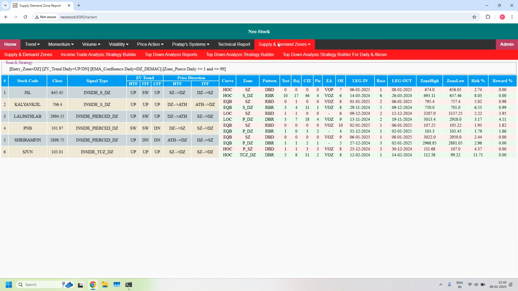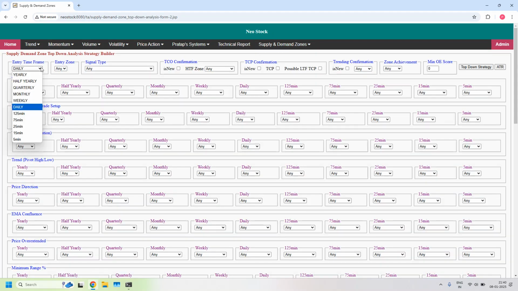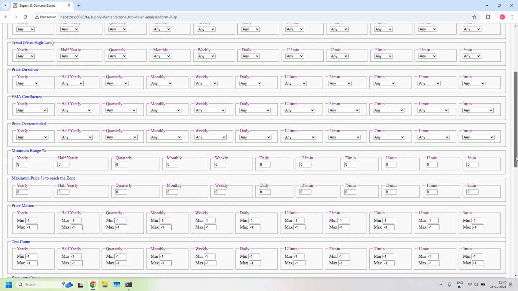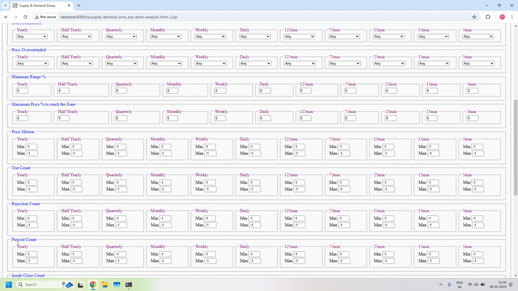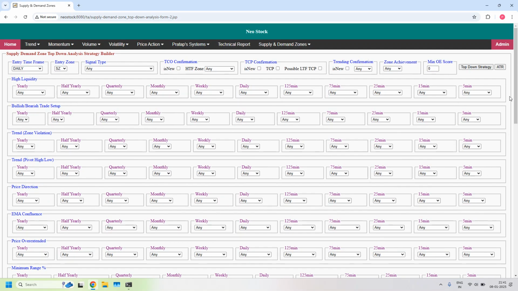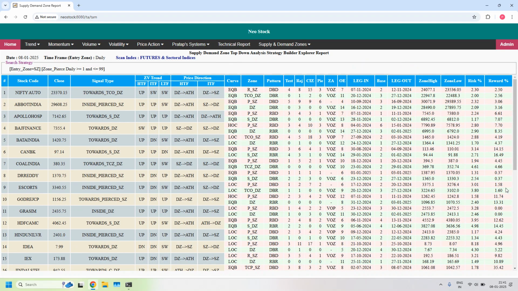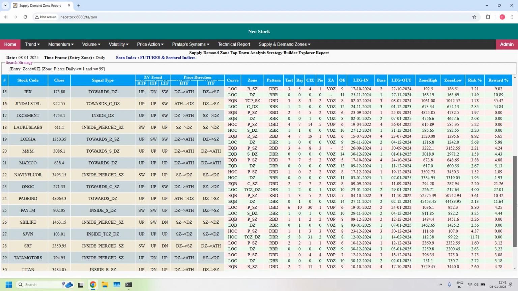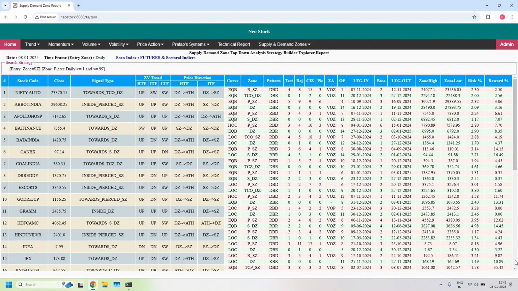Next, daily time frame pierced supply zones. Entry time frame is daily. Entry zone is supply zone. In the pierced count parameter at daily time frame, minimum value I am setting 1, maximum value 99. With these filters we got 33 stocks filtered. That means 33 daily supply zones are pierced.